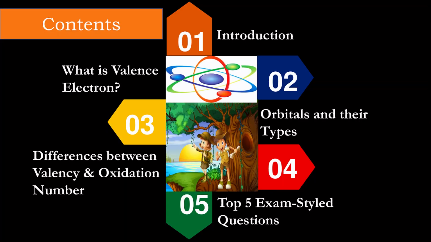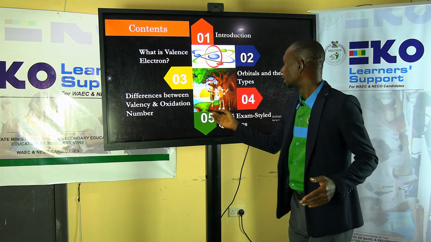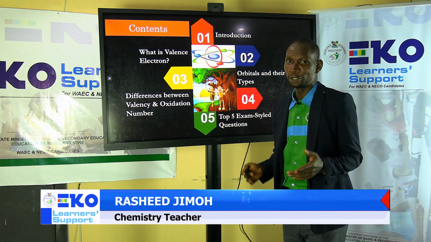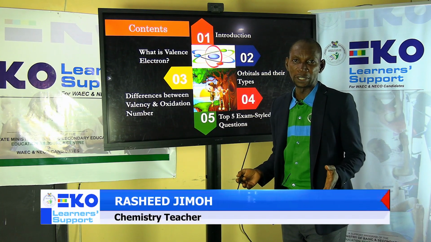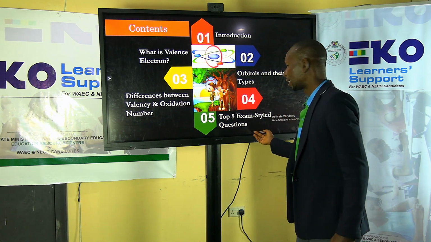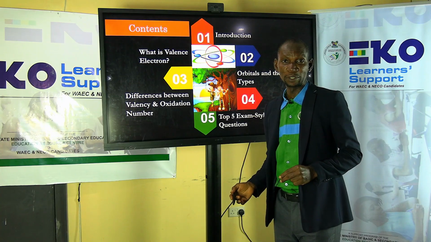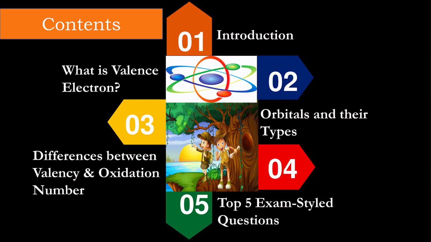These are the contents for this particular lesson. We will look at the introduction. We'll answer the question, what is a valence electron? We'll look at orbitals and their different types, and the differences between valency and oxidation number. I'm sure you're really wondering, is there really a difference? You'll find out shortly. And lastly, you must stay to the end of the video so that you do not miss our top 5 exam questions.